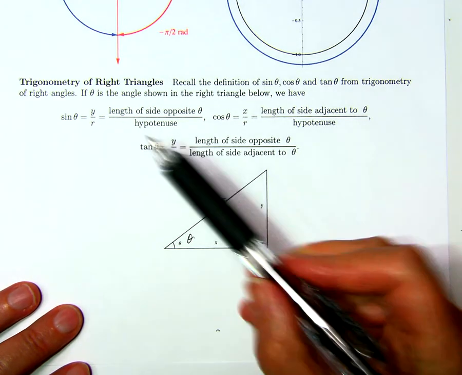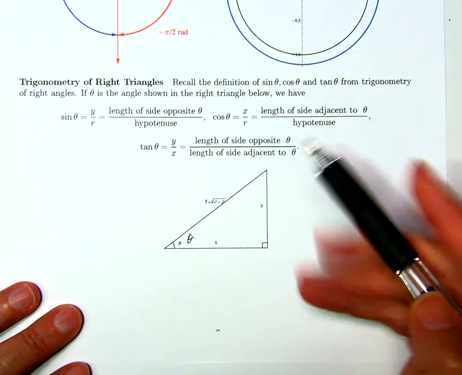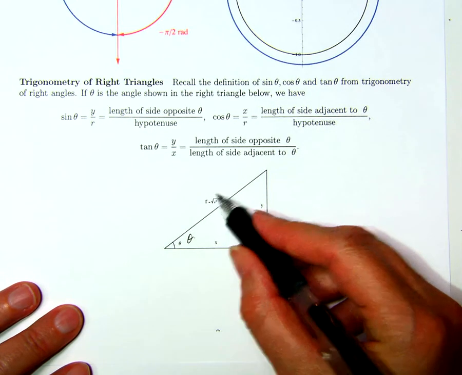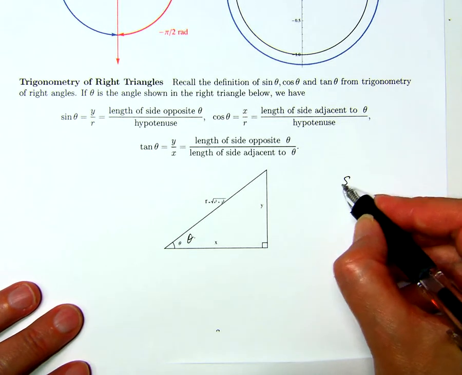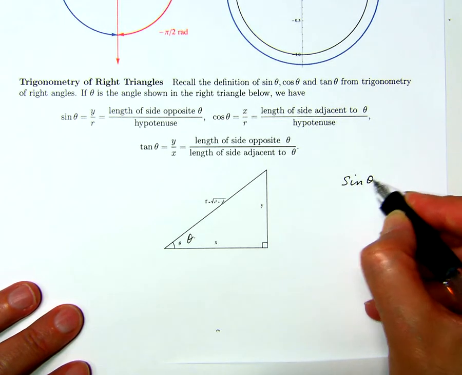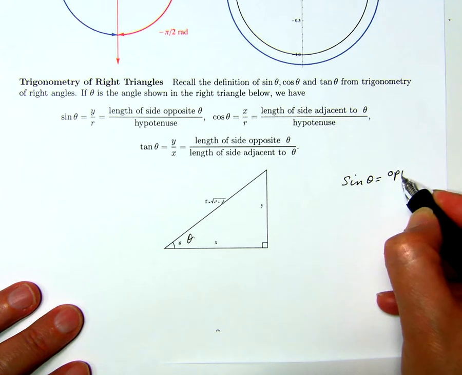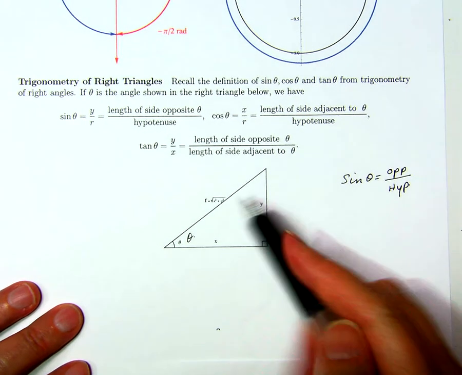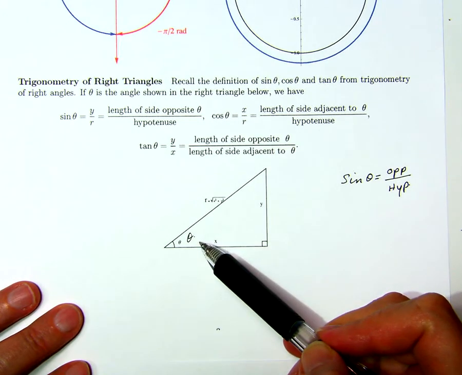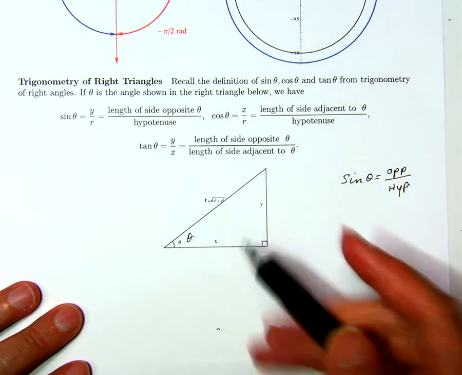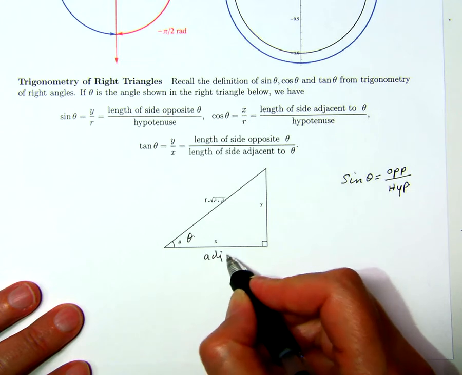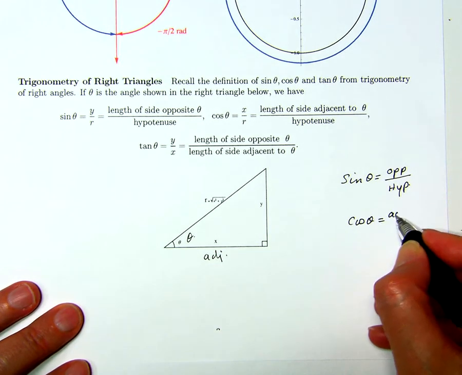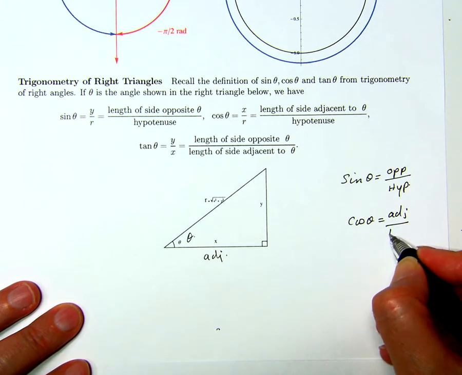If we have an angle theta, which is part of a right-angled triangle, as shown here, then we define the sine of theta to be the length of the opposite side over the length of the hypotenuse. So people often write this as sine of theta is equal to the opposite over the hypotenuse. And cosine of theta is the length of the adjacent side here over the length of the hypotenuse. So we have cosine of theta is the adjacent over the hypotenuse.